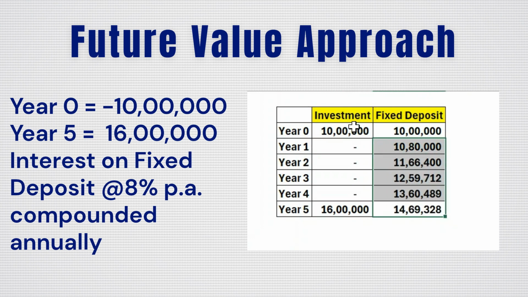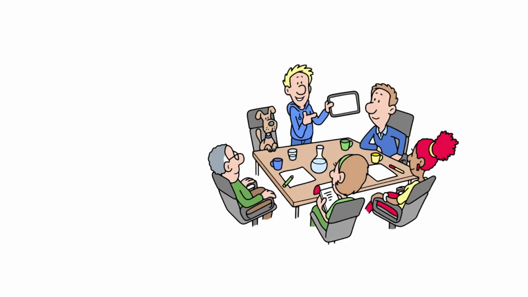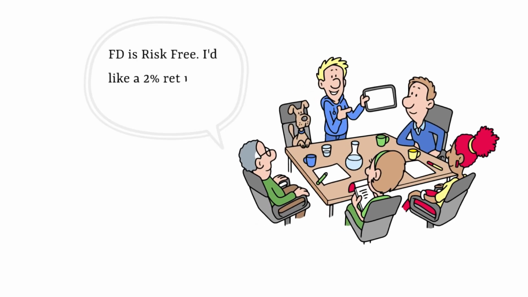Basis the calculation, the amount comes at 14,69,328. So the investment is faring much better than the fixed deposit in this particular case. Now this has been presented to the boss, and he has come back by saying that while the investment is giving a better return, fixed deposit is a risk-free investment, and he wants at least a 2% return over the fixed deposit in order to cover for the risk that he's taking.